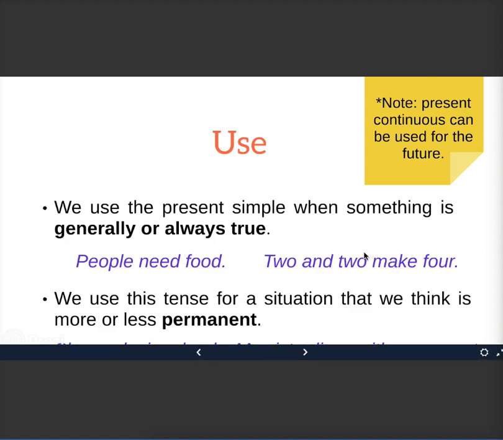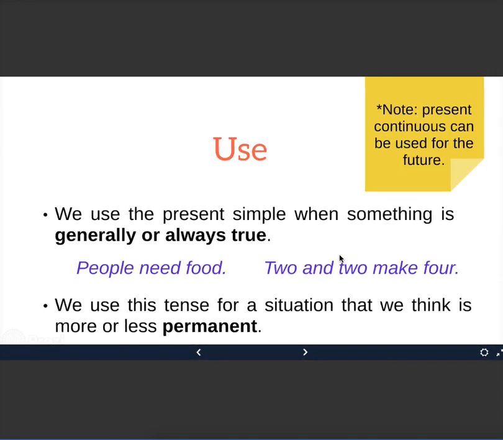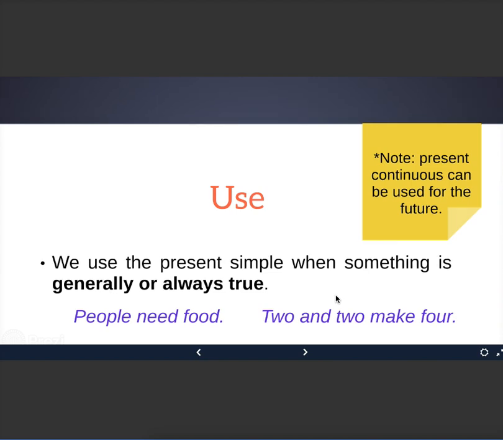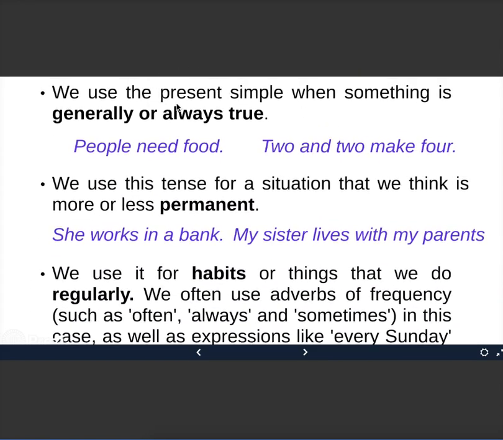Why? Because we use the present simple to talk about something that is generally or always true. So, people need food, two and two make four, the sky is blue, the birds can fly or the birds fly, I am a student. Can you see? So, things that are generally or always true. Questions about this first use of present simple, babies? This one? No. But don't move it yet. No, I'm not. We are going to move it a little, don't worry. It's this one. So, that's use number one.